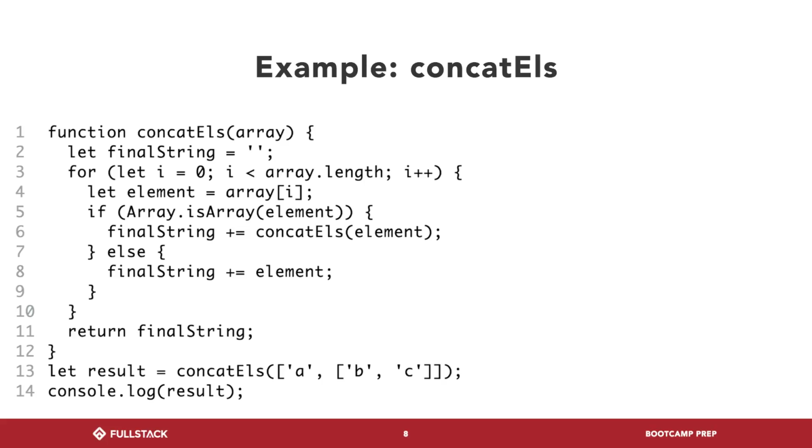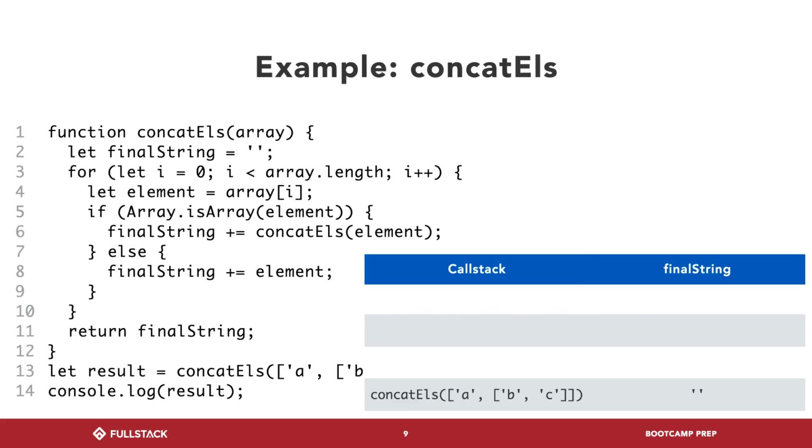So when we run this function out, we have our call stack. Initially, the call stack goes for the outer array of A, comma, array B and C, and our final string is just nothing. It's an empty string like we defined on line 2 there, right? As we go through it, we're like, oh, the first element is an A. Cool, no recursion, nothing fancy, just our for loop. So now final string is equal to A.